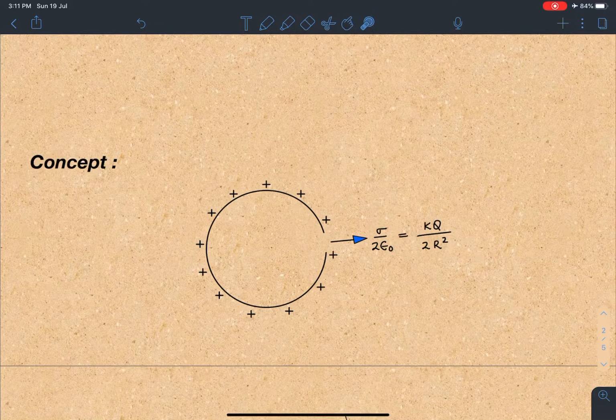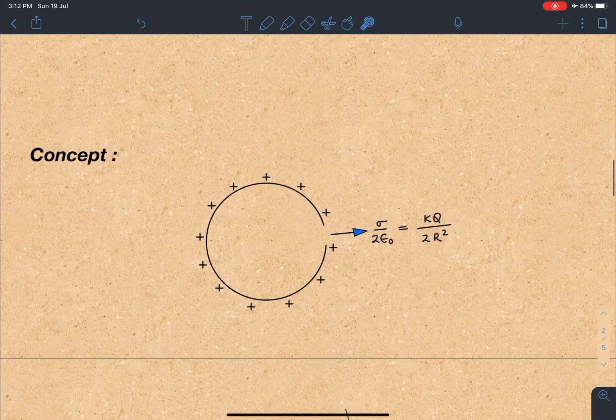Or you can just use a Gaussian surface here, and you can argue that the field here and here must be the same, and the overall field is sigma by epsilon naught for the complete shell. So you can obtain this result that this field is sigma by 2 epsilon naught when a small opening is made in this shell. Okay, so let's move on.